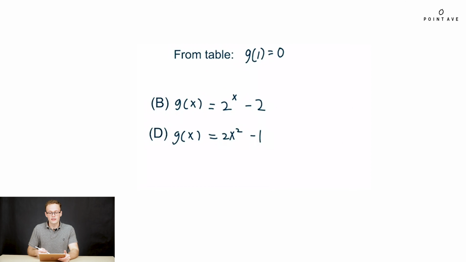Now, we will take another point from the table, the x-intercept, g(1) = 0, and compare that again with our functions in the same way. So let's evaluate g(1) for both. Evaluating, we get g(1) is 0 for B, and 1 for D. Now, we want it to be equal to 0, because that's what we have in our table, so we can eliminate D and say that B is the correct answer.